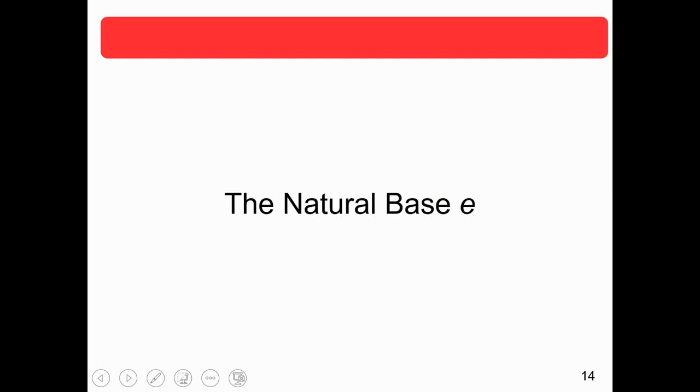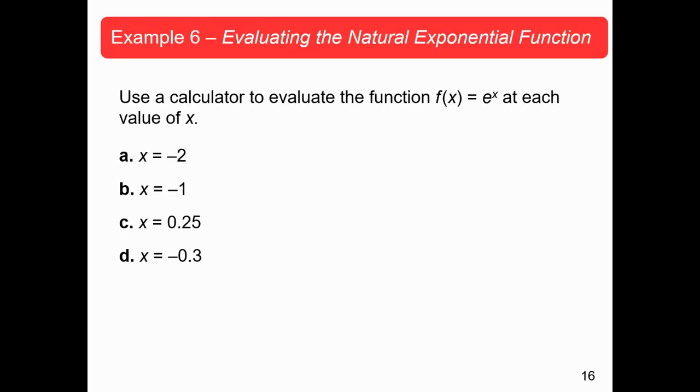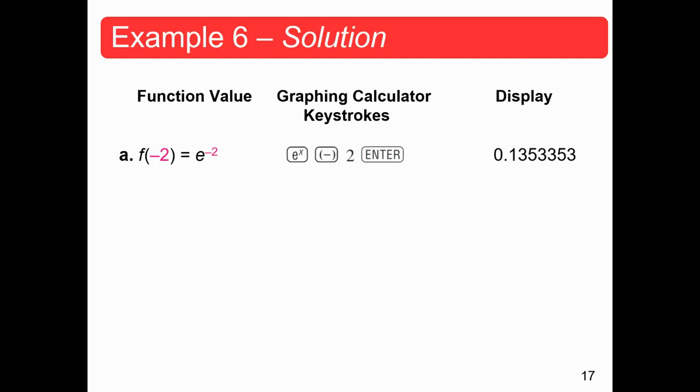There is a special case of an exponential function, and that is the natural base e. e is a special irrational number, 2.718, and so on. It's called the natural base, and it is a special exponential, e to the x, as you can see here. You will calculate it the same kind of way if you're going to put it in your calculator.